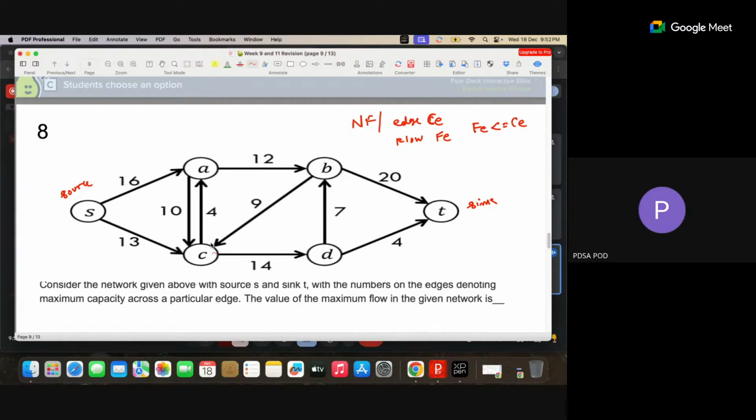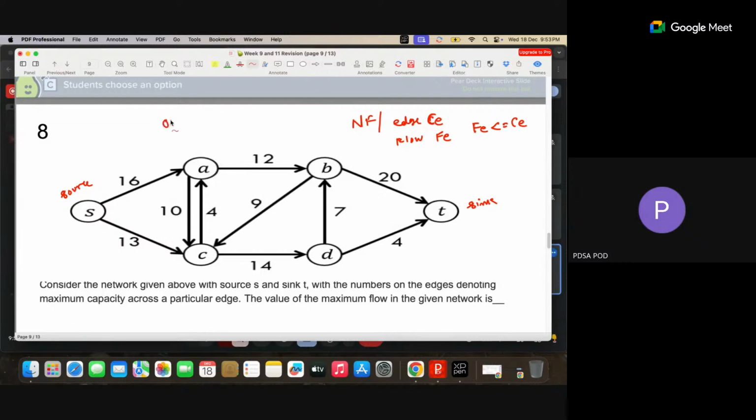Actually the calculation is very simple. We don't have any storage capacity for each vertex. Whatever the incoming flow, we try to send it as outgoing flow. A does not have any storage, B does not have any storage. Whatever 12 is coming, we check whether you are able to send 12 to the next vertex or not.